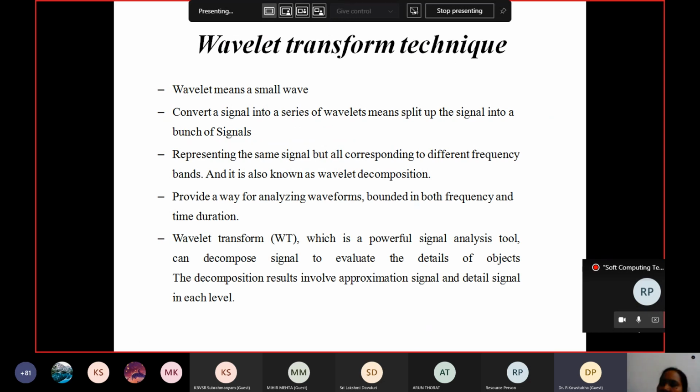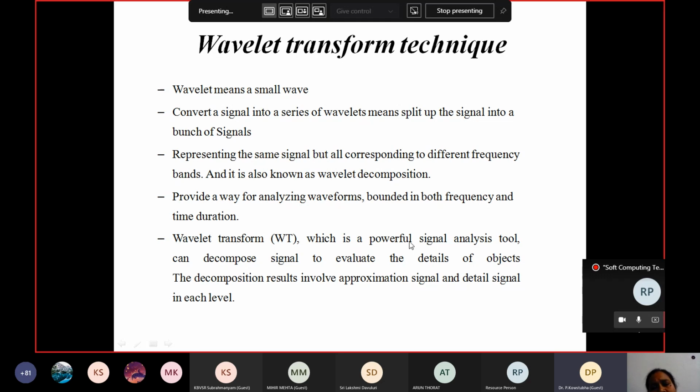Here, let us know a few things about wavelet transform techniques. Wavelet means a small wave. Converting a signal into a series of wavelets means to split up the signal. Decomposition means splitting up the signal into a bunch of signals of different frequencies, representing the same signal but all corresponding to different frequency bands, and it is also known as wavelet decomposition. It provides a way for analyzing waveforms bounded in both frequency and time duration. By using these wavelet transforms, we can get the data in both frequency domain and time domain.